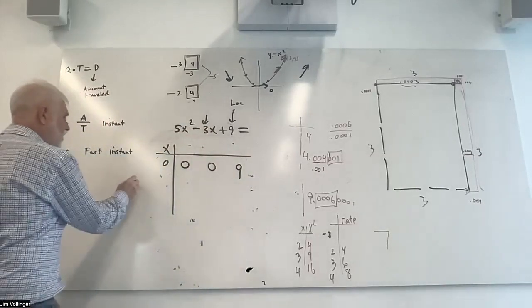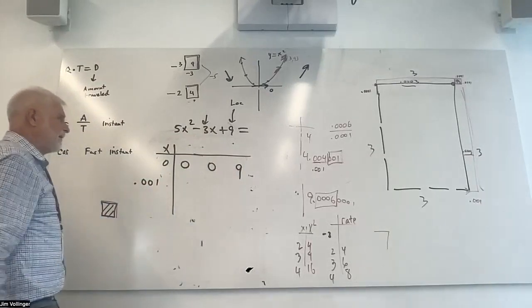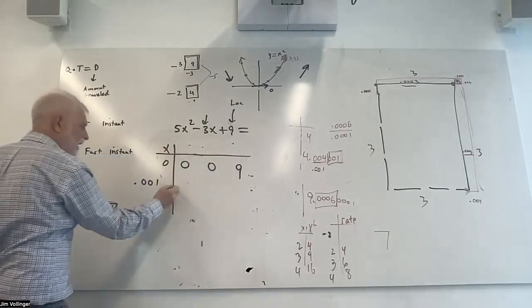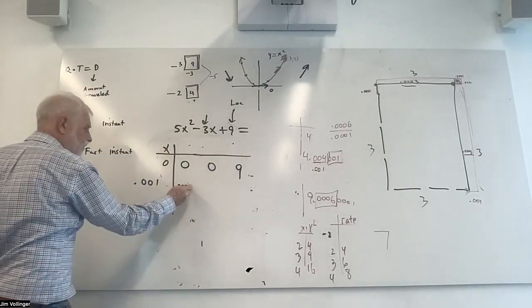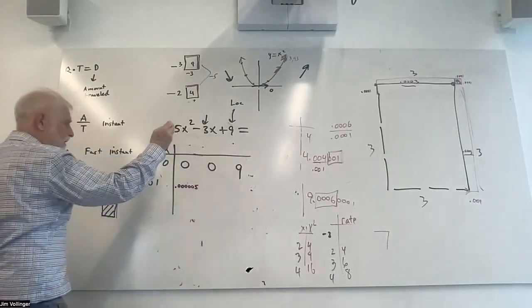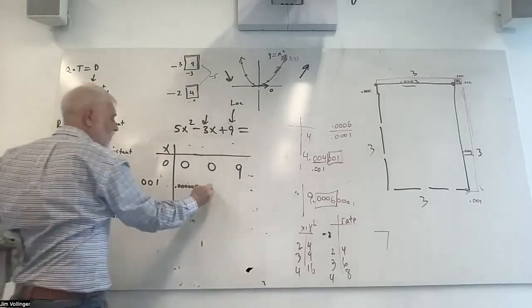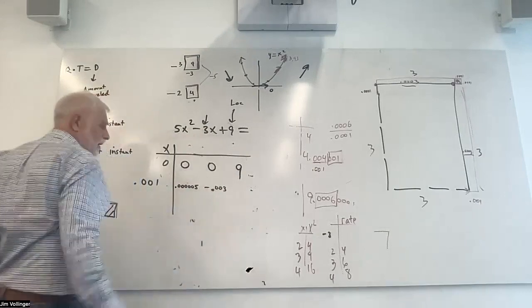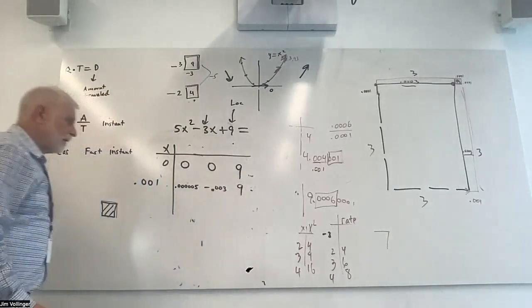Well, let's throw 0.001 in there. 0.001, that's going to be 6 decimal places with a 5. 1, 2, 3, 4, 5, 6 with a 5. This is going to be 3 decimal places with a negative, 0, 0, 3, and 9 hasn't changed.